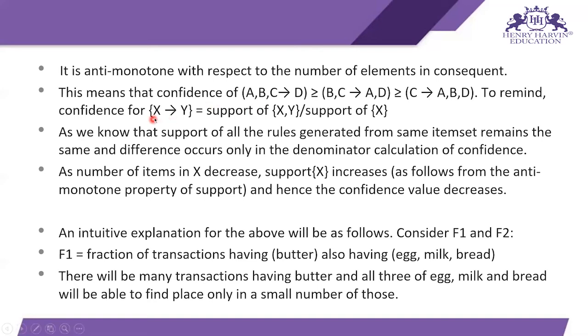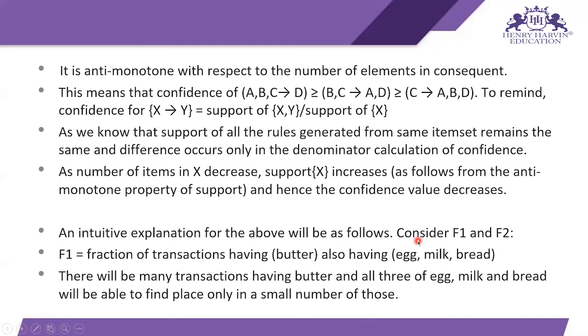To remind, confidence of X implies Y, when we bought X, is support of XY divided by support of X. As we know that support of all the rules generated from the same item set remains the same, the difference occurs only in the denominator calculation of confidence. As the number of items in X decreases, support of X increases, as follows from the anti-monotone property of support, and hence the confidence value decreases. An intuitive explanation for the above will be as follows.